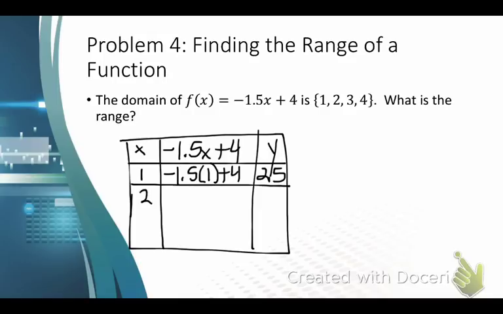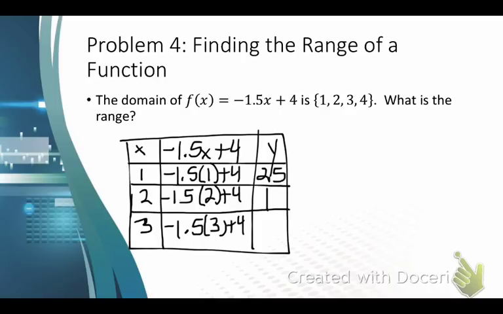When I plug in 2, negative 1.5 times 2 plus 4, that gives me a range of 1. When I plug in a domain of 3, I end up with a range of negative 0.5. And when I plug in a domain of 4, sorry, I ran out of space here, I end up with a range of 2.